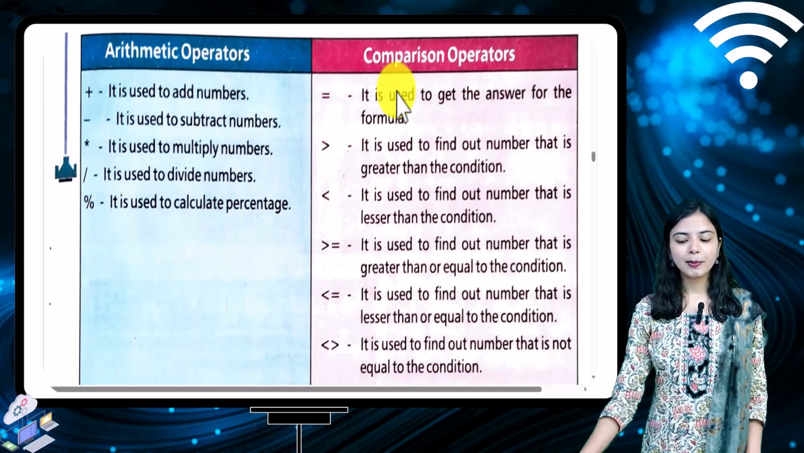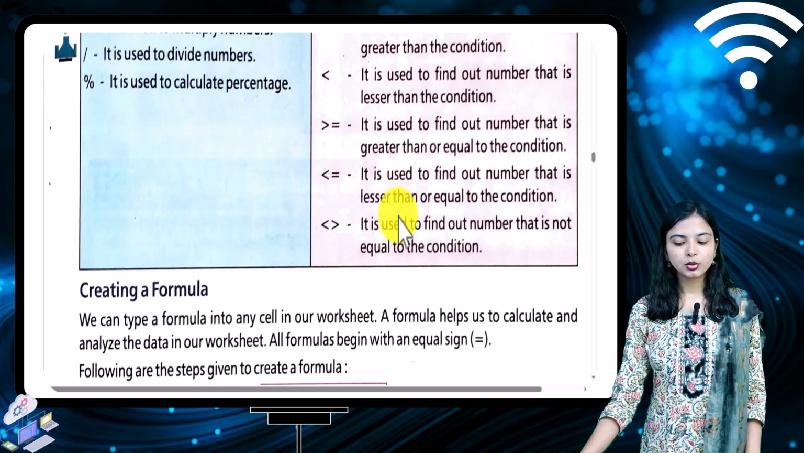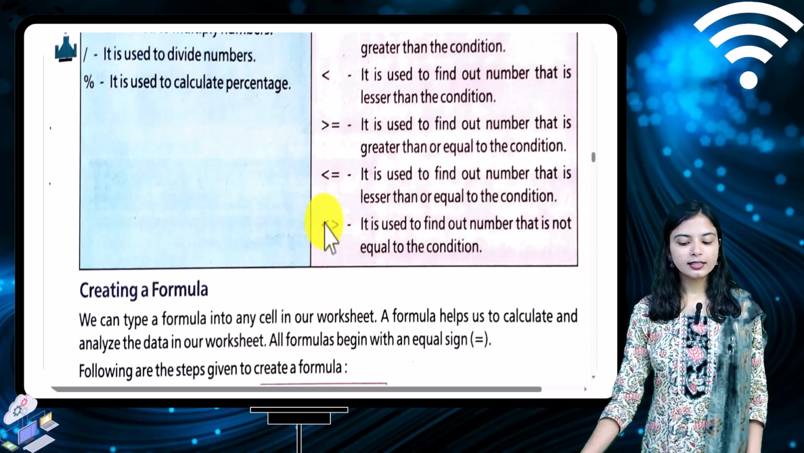And similarly, comparison operators: equal to is used to get the answer for the formula, greater than is used to find out the number that is greater than the condition. Lesser than is used to find out the number that is lesser than the condition. Greater than or equal to is used to find out the number that is greater than or equal to the condition, and lesser than or equal to is used to find out the number that is lesser than or equal to the condition. And this sign, lesser than and greater than together, is used to find out the number that is not equal to the calculation.